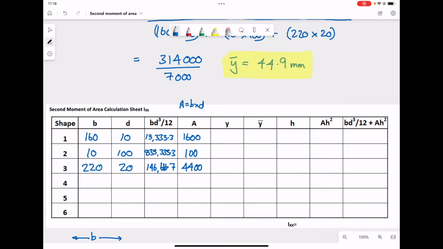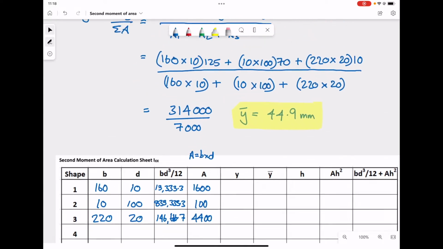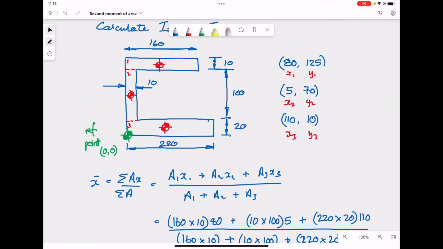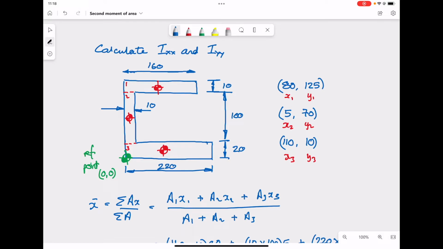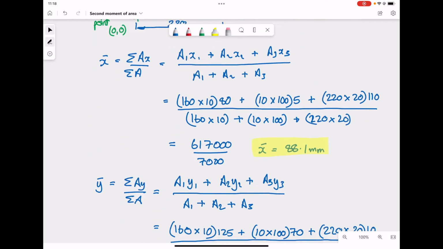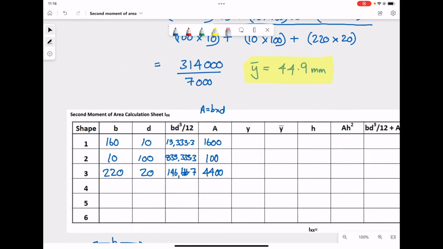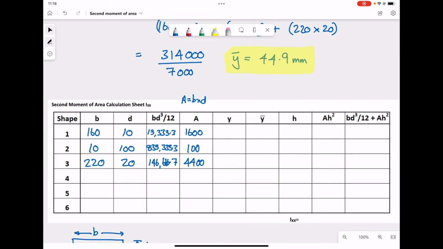The next column is y. So going back up to our original diagram and the coordinates for the center for each of the rectangles, we have a value for y1, y2, and y3. y1 is a value of 125, y2 is a value of 70, and y3 is a value of 10. These are the three values that fill in under the y column.